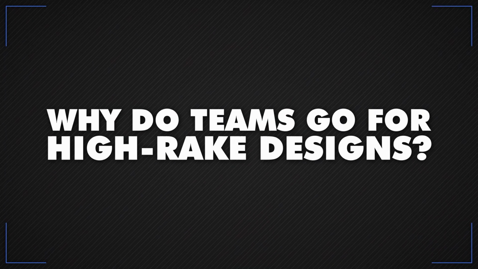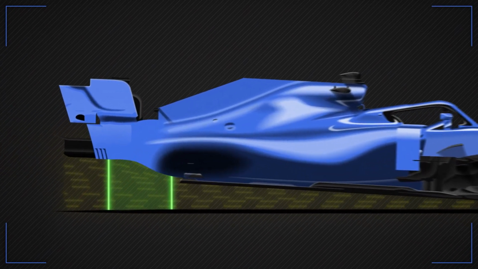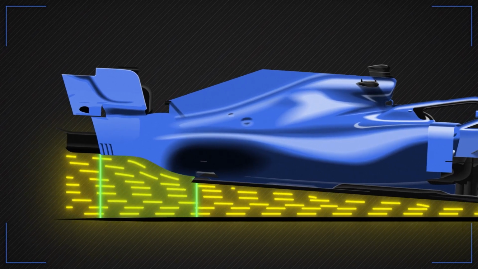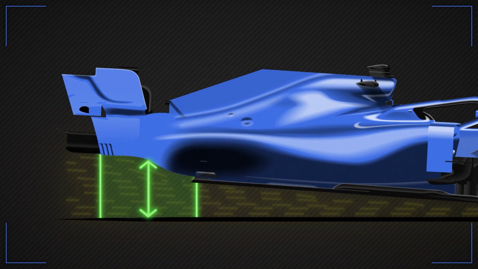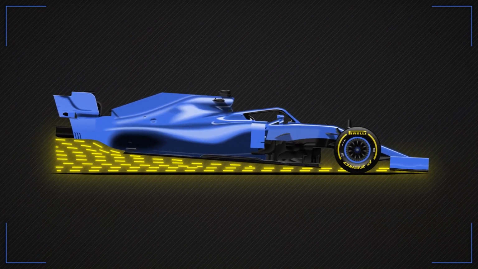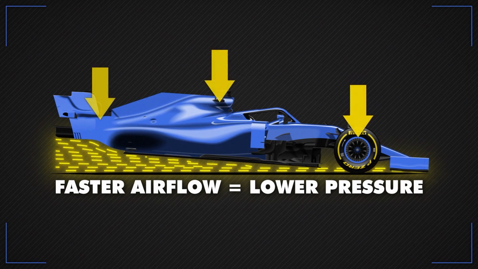So why do teams go for high rake designs? The idea behind increasing rake is to increase the usable volume of the diffuser, while also helping to accelerate the airflow underneath. The bigger the diffuser, generally the more downforce. By making the airflow move under the floor faster, the air underneath is of a lower pressure, and so the suction created develops a stronger level of downforce.